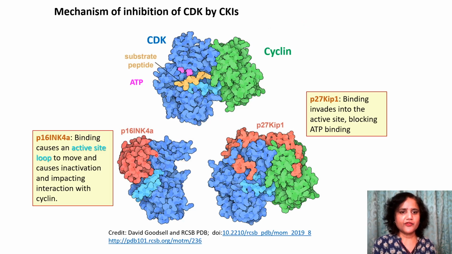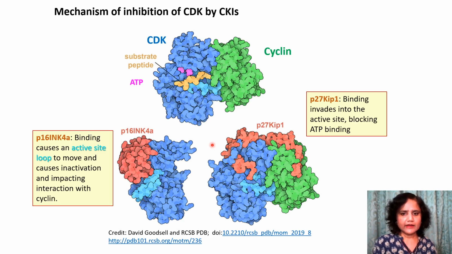One is the INK4 inhibitor shown here, and this binds to cyclin-dependent kinase, and it can cause a key active site loop, shown here in the light blue color, to rearrange. Okay, so you can see the shift in the configuration from this location to another side. And this inactivates the protein, and it also impacts its interaction with cyclin.